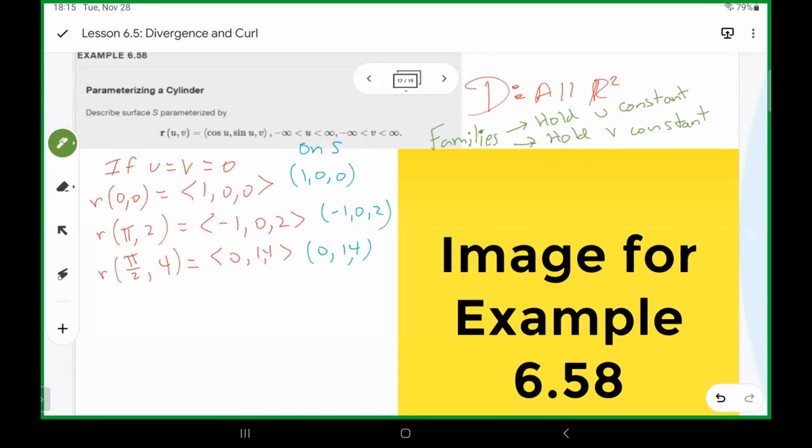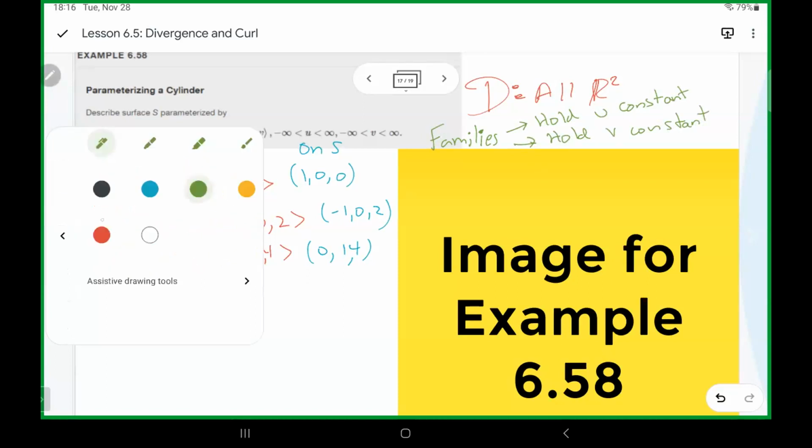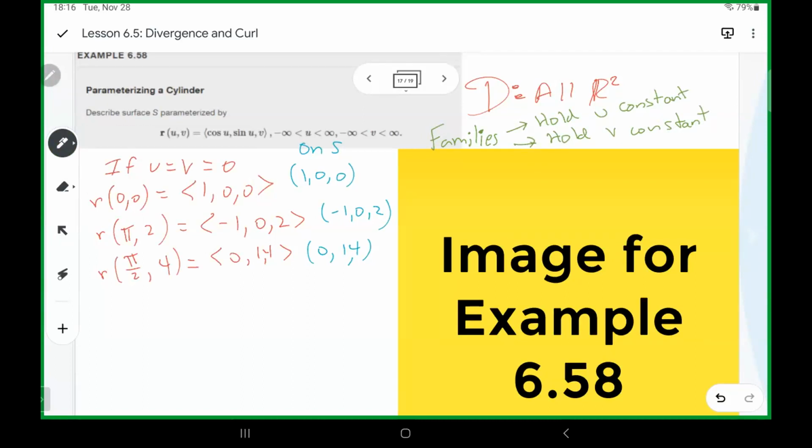So first we want to suppose that u is the constant k, then the curve traced out by the parameterization is (cos k, sin k, v), which gives a vertical line that goes through the point (cos k, sin k) in the xy plane.